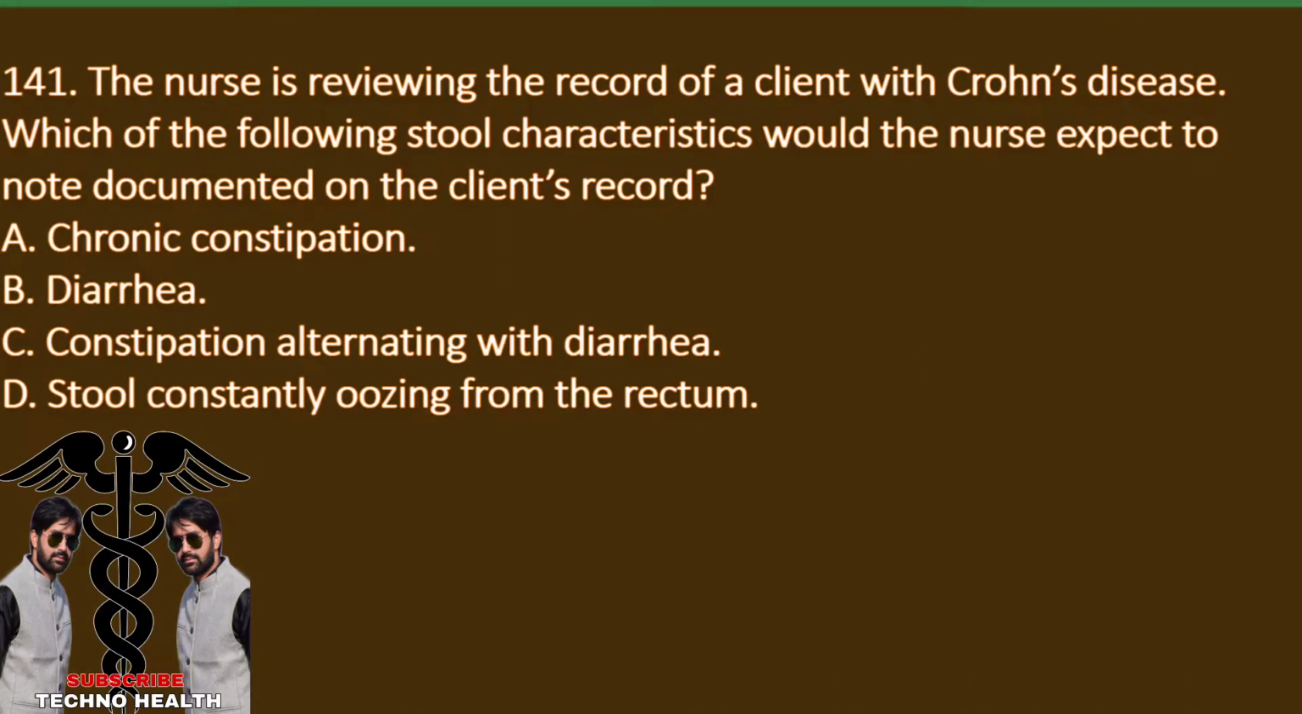Question 141. The nurse is reviewing the record of a client with Crohn's disease. Which of the following stool characteristics would the nurse expect to note documented on the client's record? A. Chronic constipation. B. Diarrhea. C. Constipation alternating with diarrhea. D. Stool constantly oozing from the rectum.